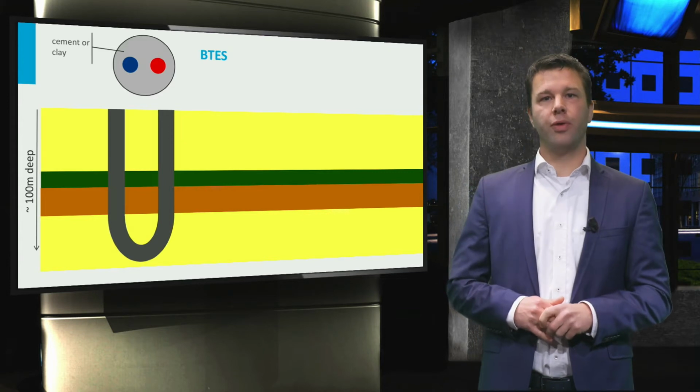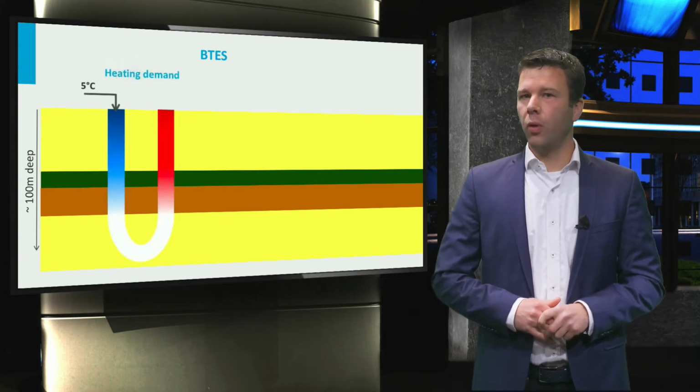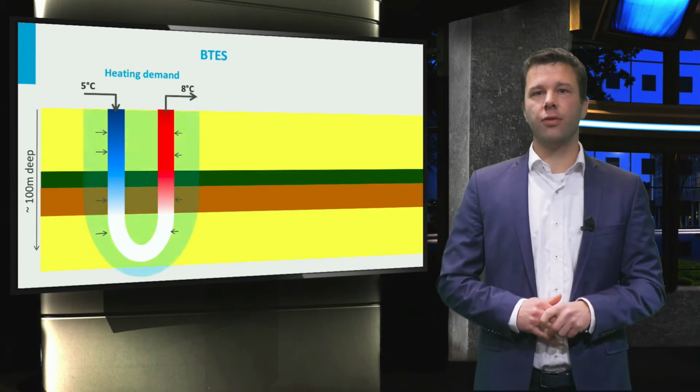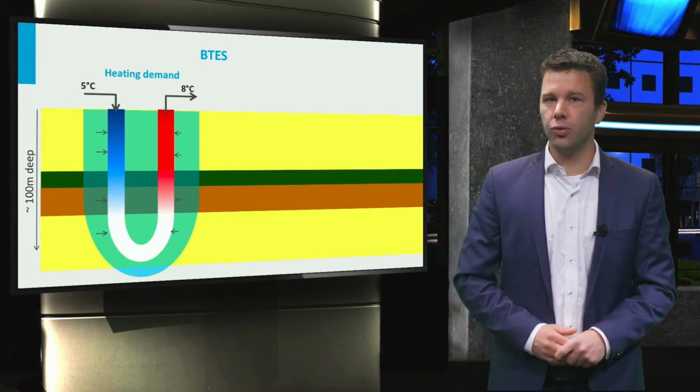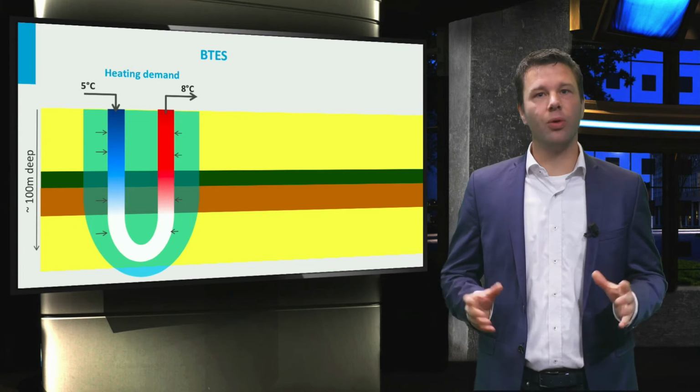BTES systems are often referred to as closed-loop systems. When heating is needed, cold water flows into the tube, extracting heat from the surrounding soil and is then used to warm up the building. At the same time, the sediments around the borehole become cooler.